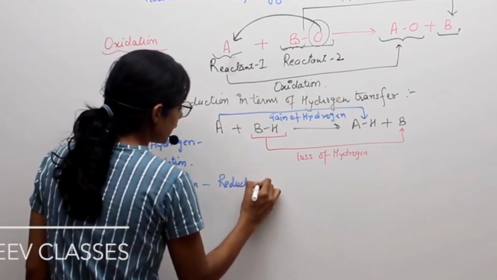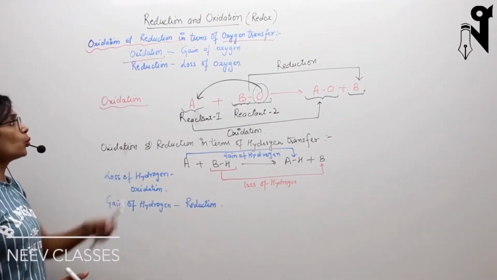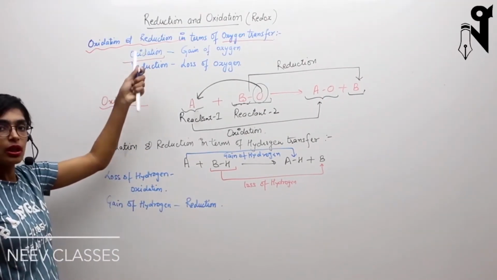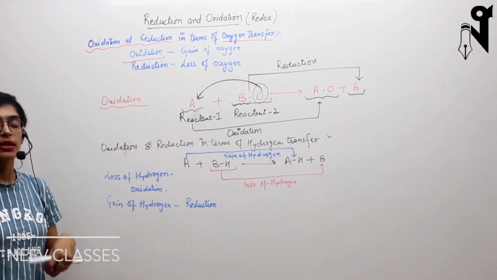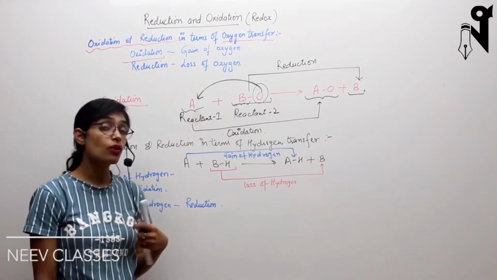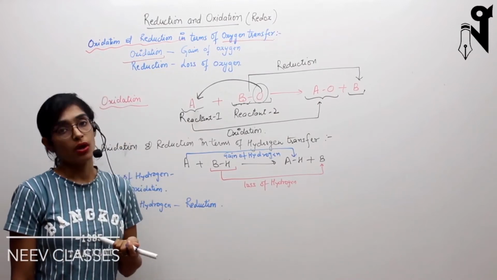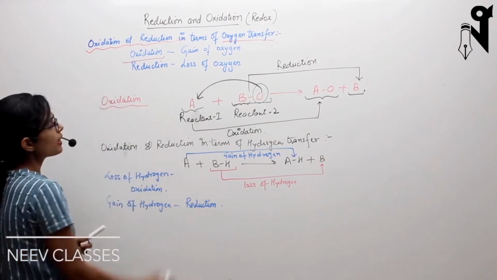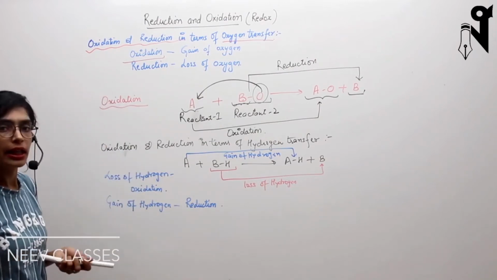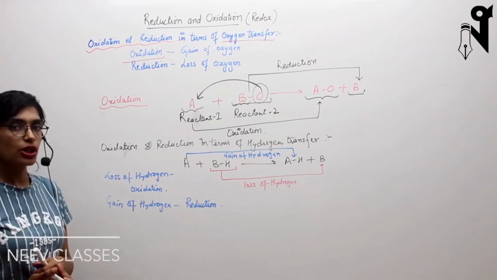So according to one reaction, gain of oxygen is called oxidation. According to the other reaction, loss of hydrogen is called oxidation, and vice versa in the case of reduction. So these are two very basic definitions which we understood when we started studying oxidation and reduction.